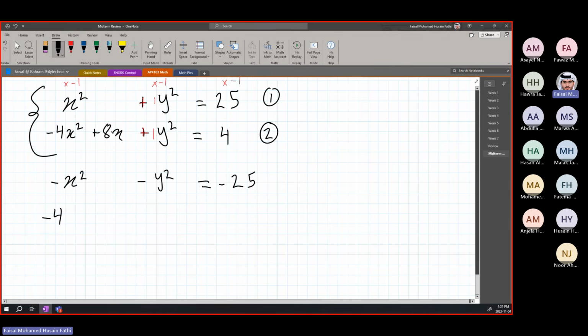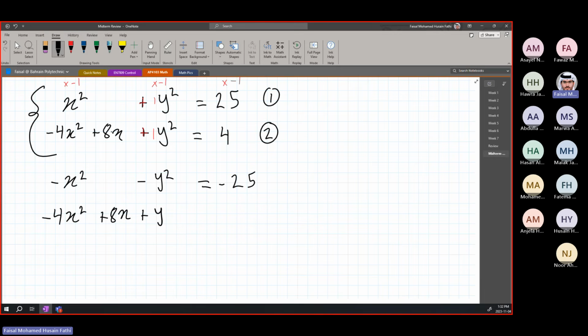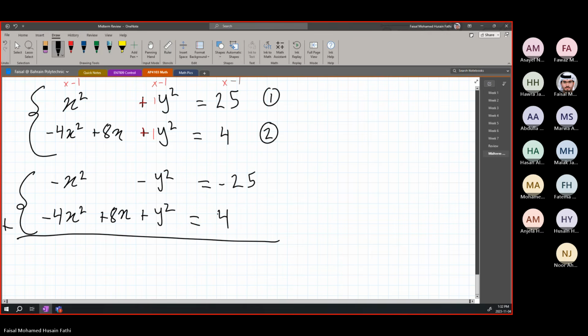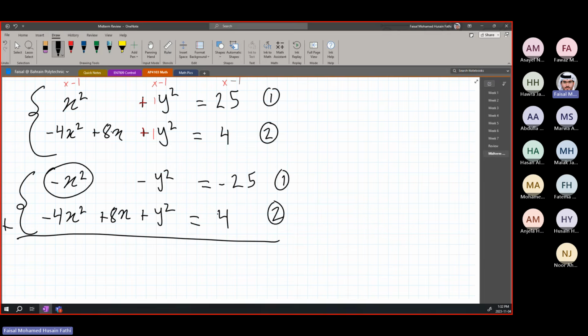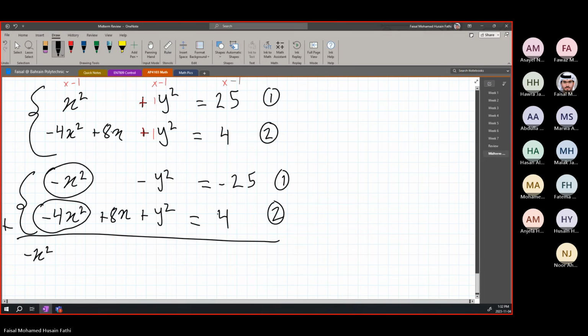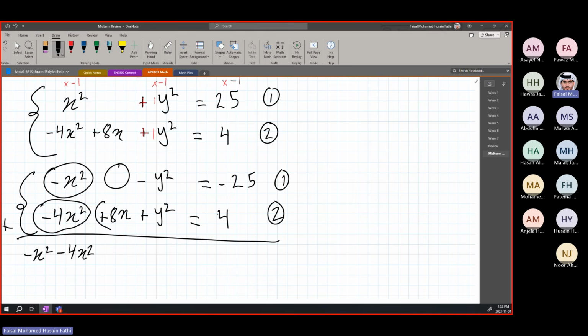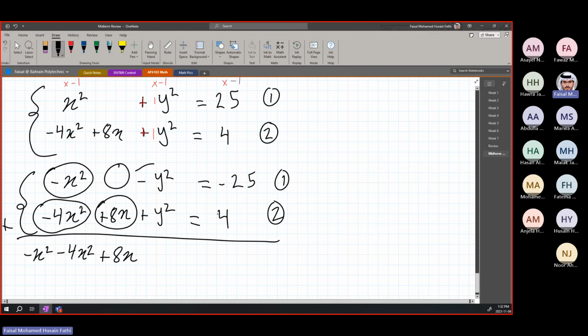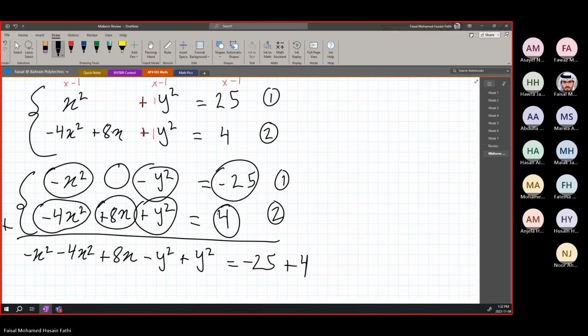And then we rewrite equation 2, which is minus 4x squared plus 8x plus y squared is equal to 4. And now we just add. Okay, this is equation 1, equation 2. We just add step by step, minus x squared minus 4x squared. We have nothing here, so we leave it empty. We don't write anything. Plus 8x, minus y squared plus y squared is equal to, and then we have an equal sign, minus 25 plus 4.